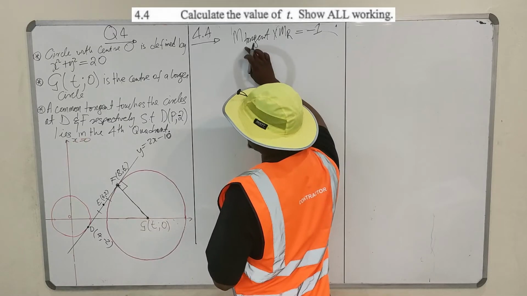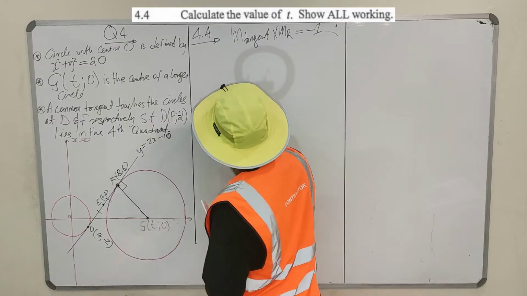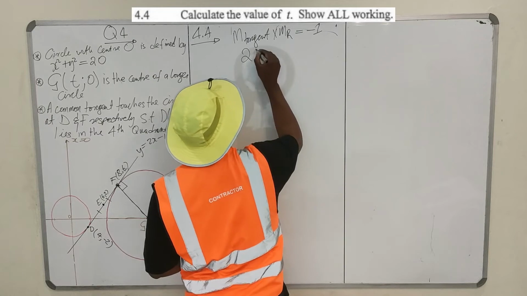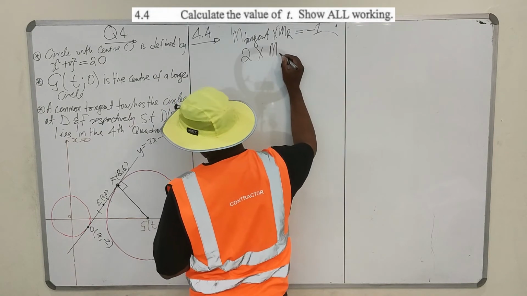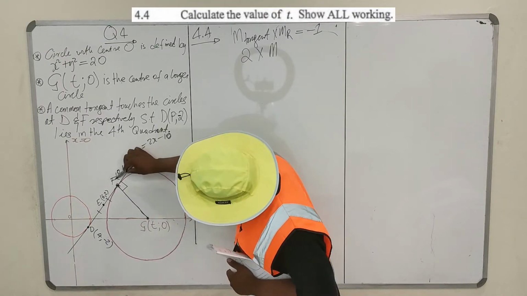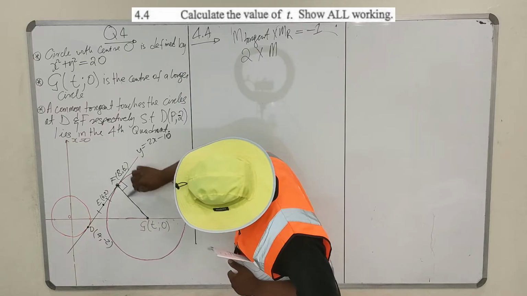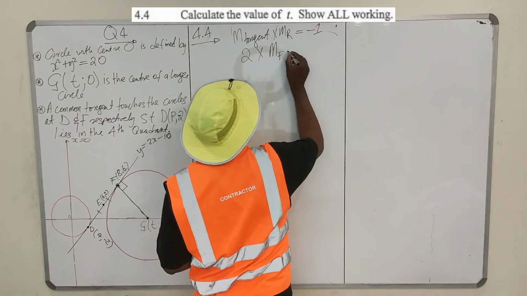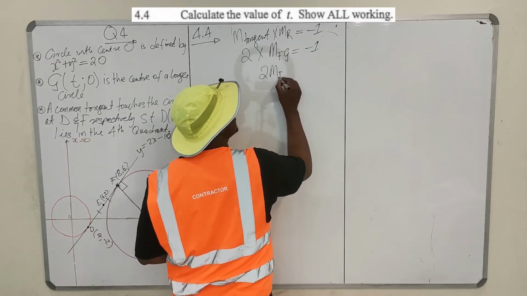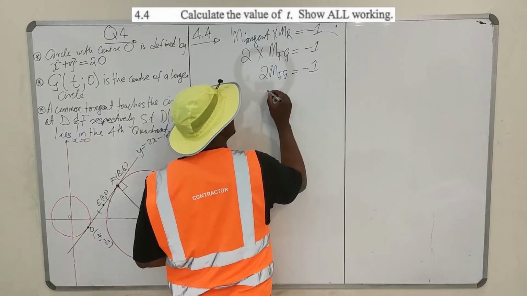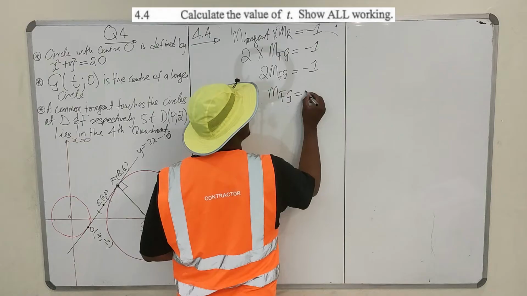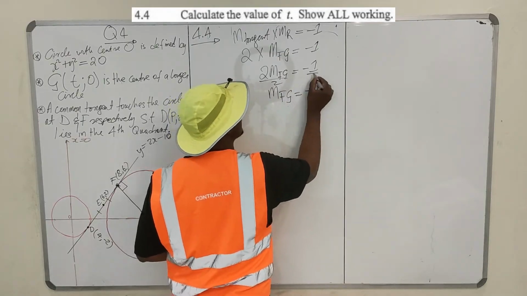You know what the gradient of the tangent is. You found that it was 2. You calculated it when you were calculating the equation of this line. So 2 times m of what? Of the radius. What is your radius? Your radius is this line here, fg. So 2 times the gradient of fg is equal to minus 1. Gradient of fg is equal to minus 1 over 2.